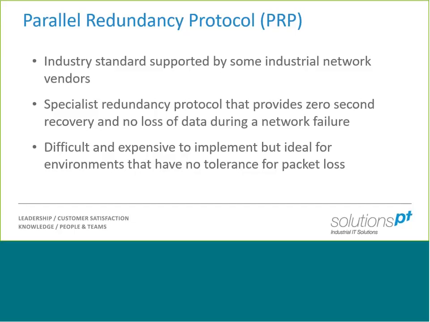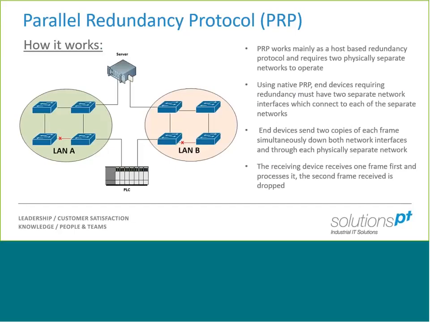So this means there's absolutely a guarantee of no loss of data during a single network failure. We'll look at why it's a single network failure in a second. The problem with PRP is that it's difficult and expensive to implement. It's ideal for environments where you've got absolutely no tolerance for packet loss. If you have to guarantee packets get round the network with 0 latency, then PRP is the protocol to use. So we'll look at an example topology in a second when it loads.